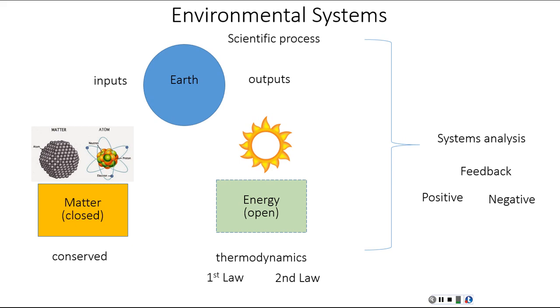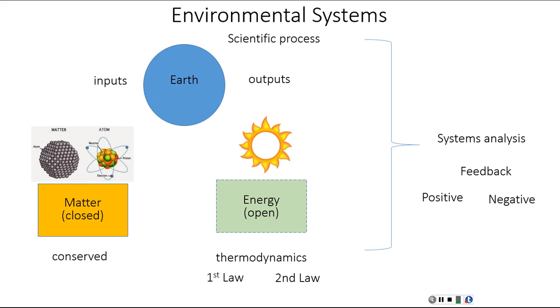The second law of thermodynamics is that energy is always given off. Sometimes we have what's referred to as lost energy. That's energy that's given off as heat. So maybe it's not as useful as another type or form of energy, such as potential energy.